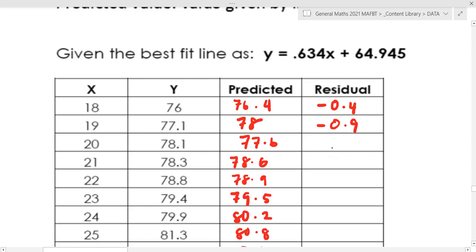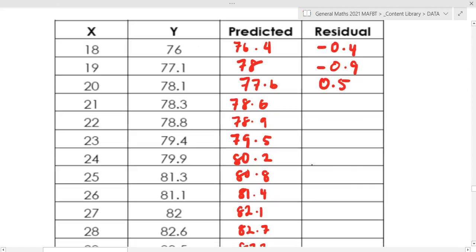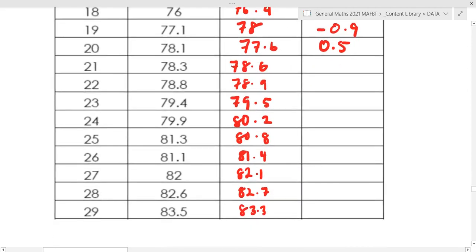78.1 take away 77.6 equals, what's that? No, 0.5. Oh no, yep, that's correct, 0.5. 78.3 minus 78.6 is negative 0.3. 78.9 minus 79 is negative 0.1. So I'm basically going this take away this. Then 79.9 take away that is negative 0.3.